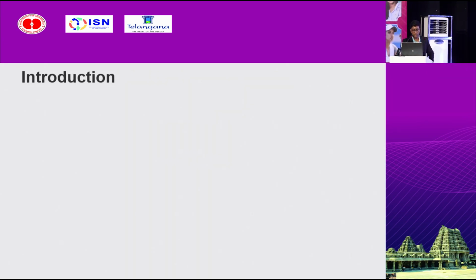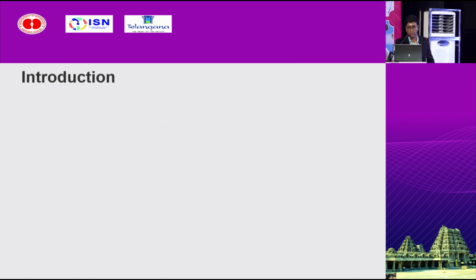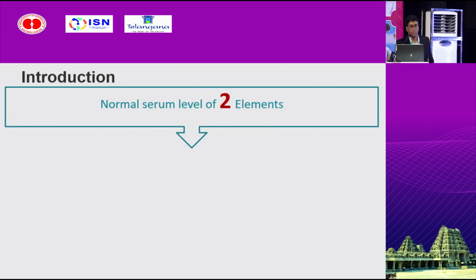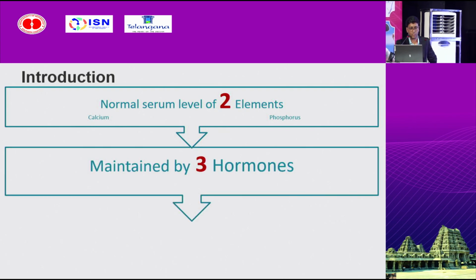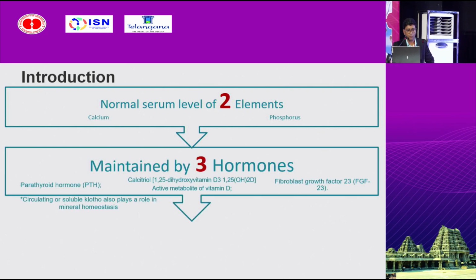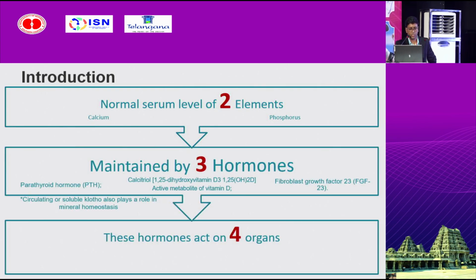This has already been covered in brief by the previous speakers. As we know, the normal serum levels of two elements, calcium and phosphorus, are maintained by three hormones: PTH, calcitriol, FGF23, and these hormones act on four target organs. 2, 3, 4 is a simple analogy by which we can remember.